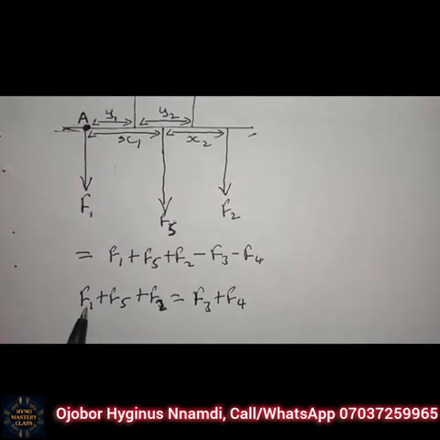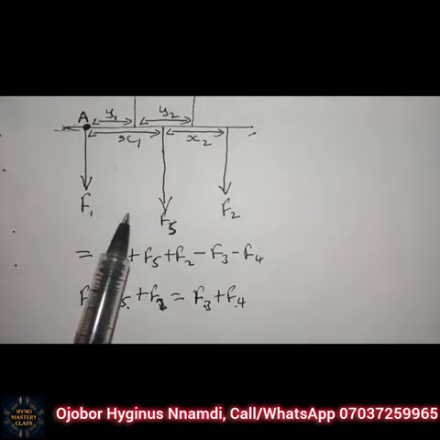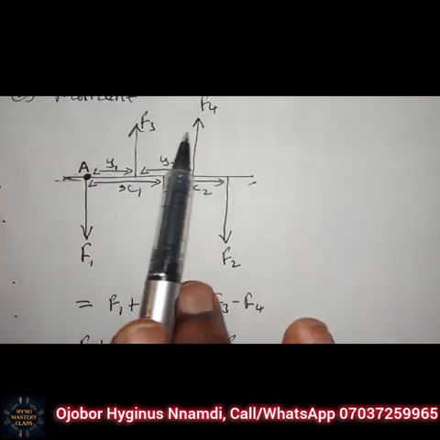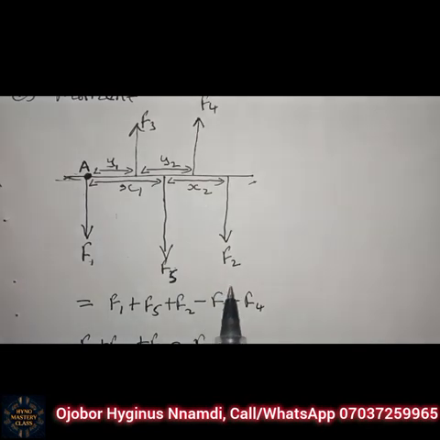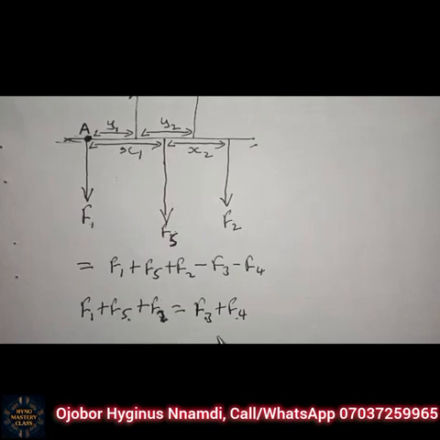So it means F1, F5 and F2 is equal to F3 and F4, because F1, F5 and F2 are acting in the same direction, while F3 and F4 are acting in the opposite direction to them. It does not matter how many forces are acting upwards and how many are acting downwards. But for this body to be in equilibrium, the sum of all the forces acting upwards must be equal to the sum of all the forces acting downwards. That is the first condition.